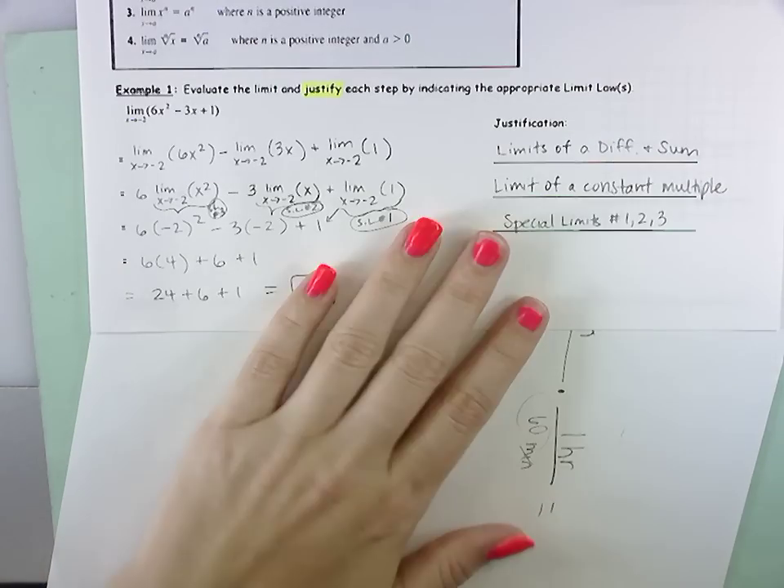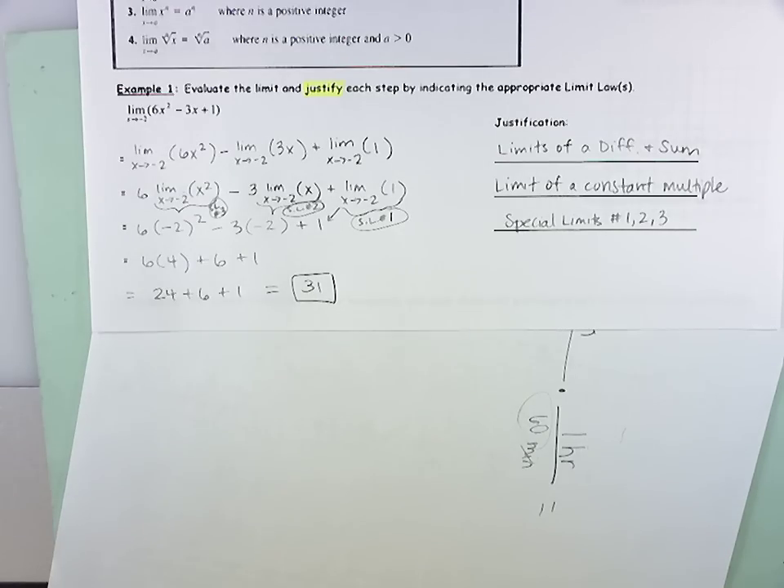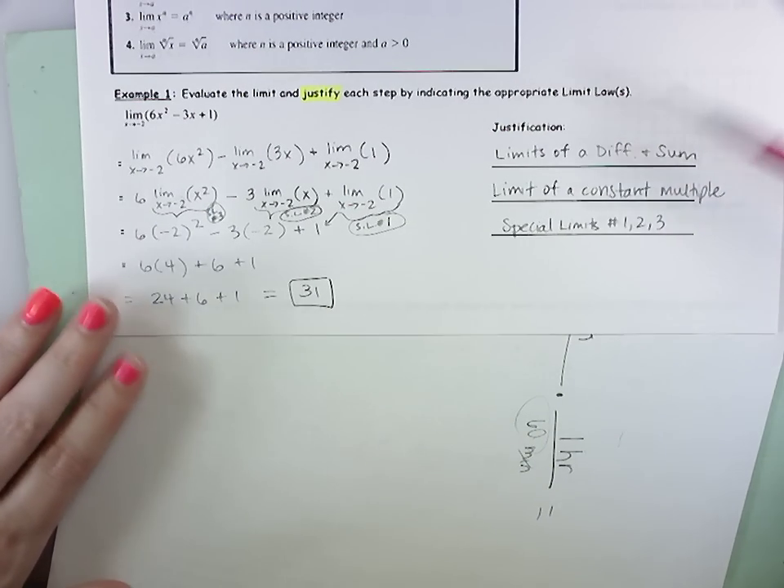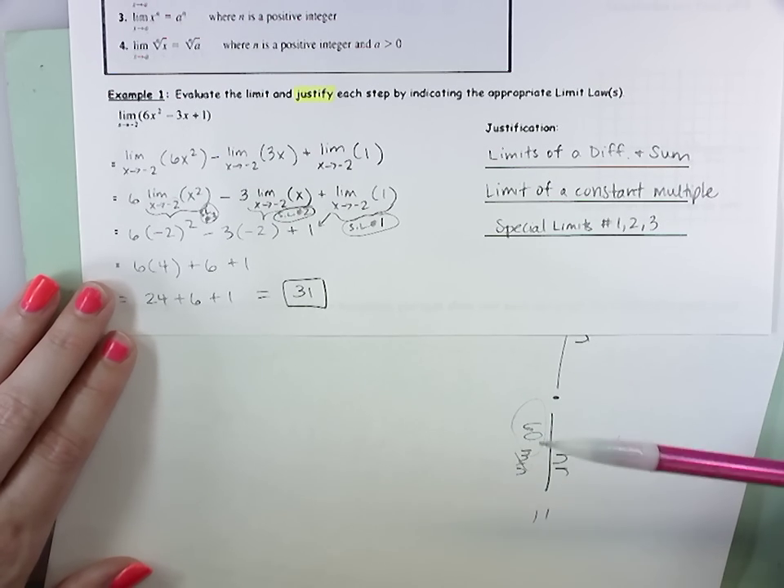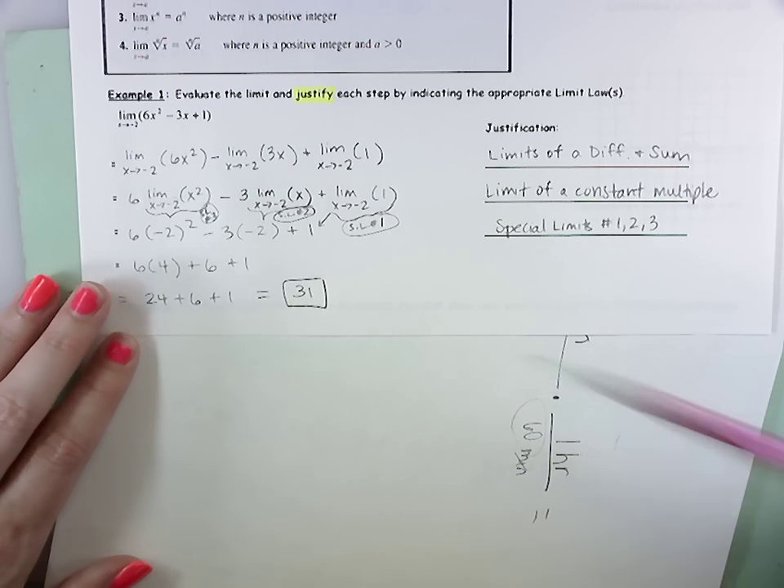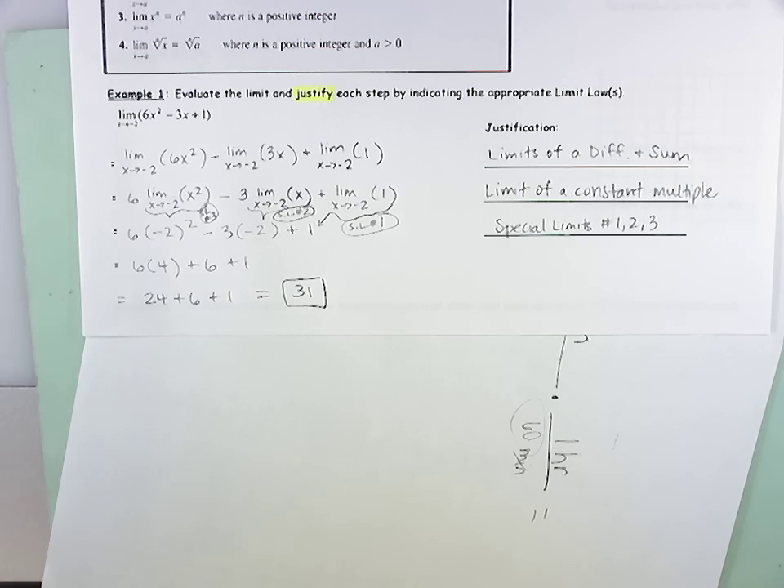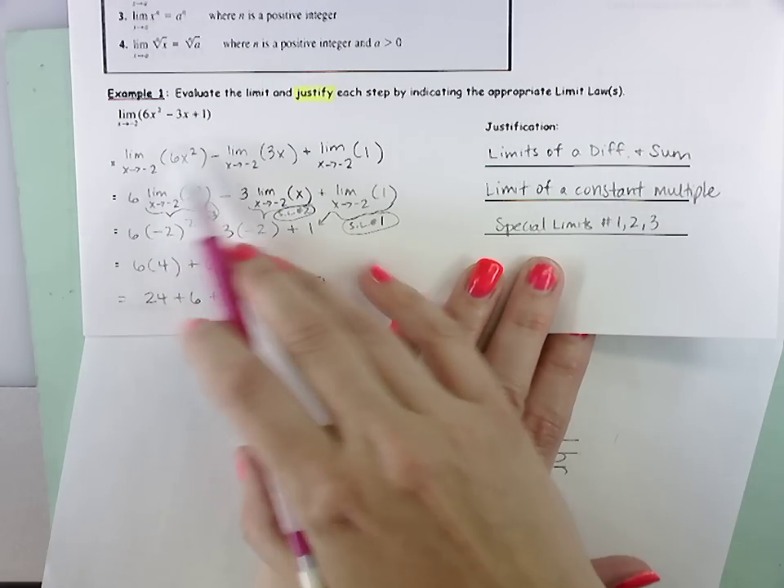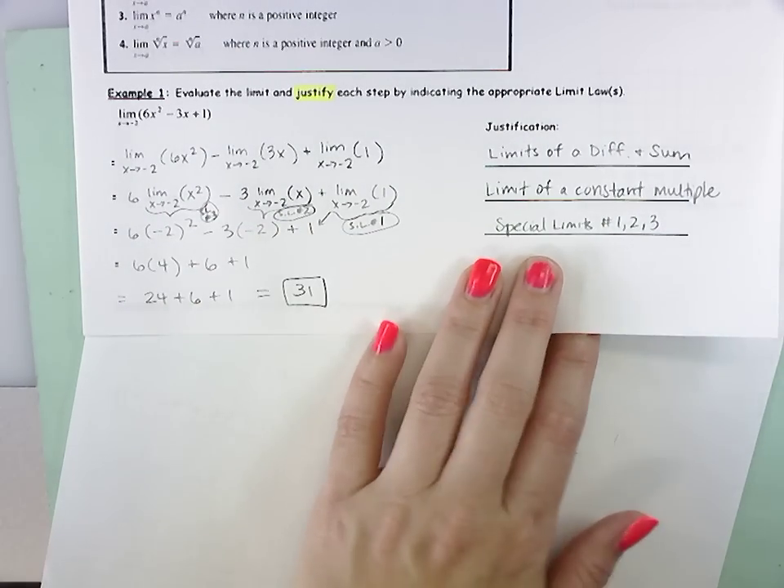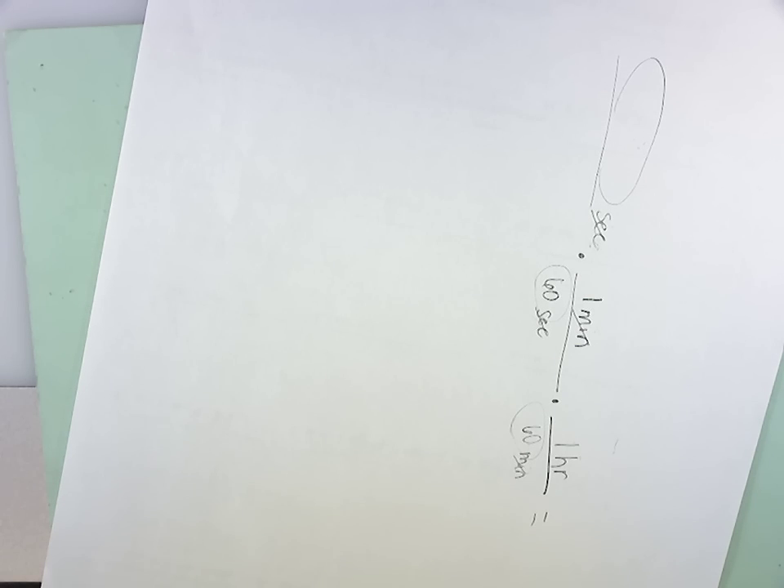Okay, what questions do you guys have for me on those? Okay, so when you're justifying, you're basically just telling me how you split up your limit and what you use to do it. Okay, so you'll have a few of those. Now, a lot of times when you are trying to find what your limit is and you have a polynomial, you can use something that's called direct substitution, which you guys are really going to like.